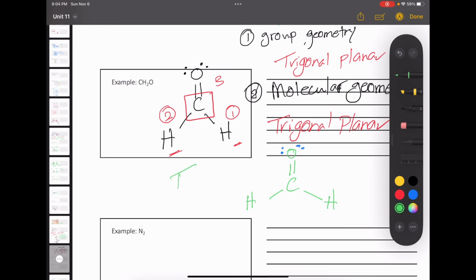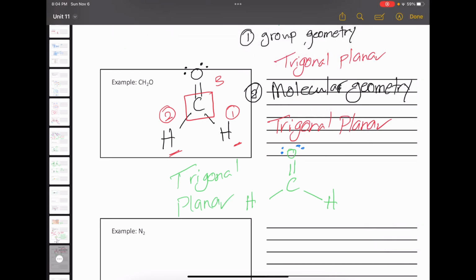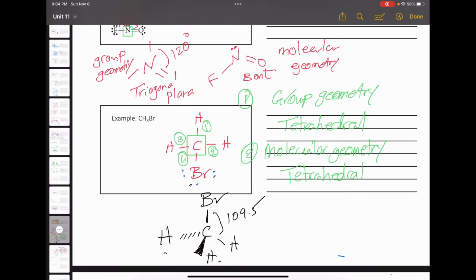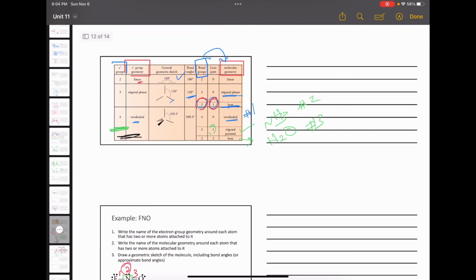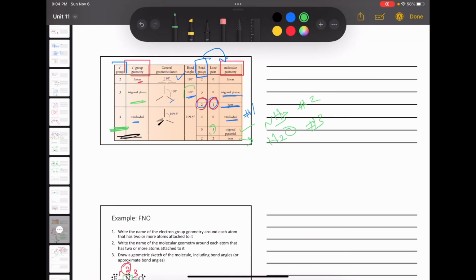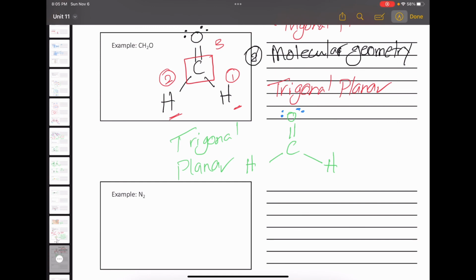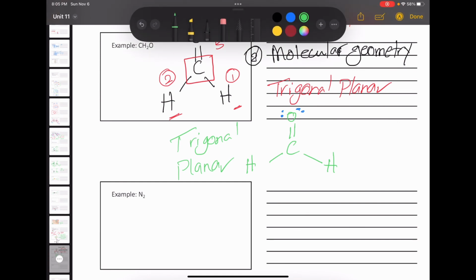This is trigonal planar. Now, the only thing that is missing here is the angles between the carbon, between the hydrogens and the oxygen. And in this case, you can get this one from the table as well. For the trigonal planar, the angle is always 120. Okay. So you'll have to indicate that on your molecular geometry as well as your group geometry. So the angle here is going to be 120 degrees.